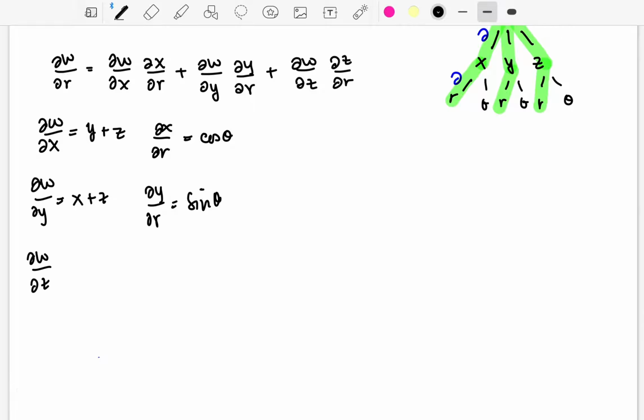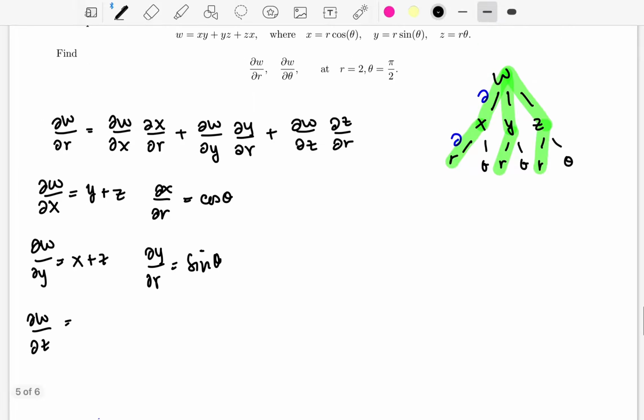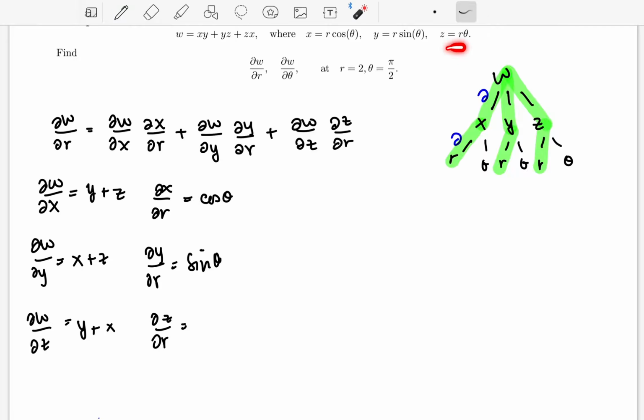And finally I do dw/dz. Go to the definition of w, and treat x and y as constants. So this goes away and I get y plus, and then zx with respect to z, I'm going to get x. And then dz/dr, treat theta as a constant, and I get that this is just theta. Okay, perfect.